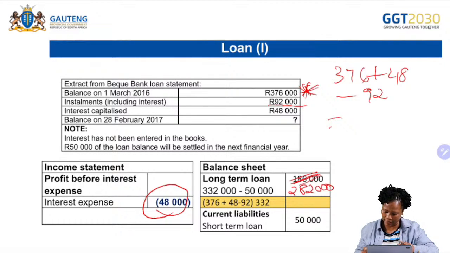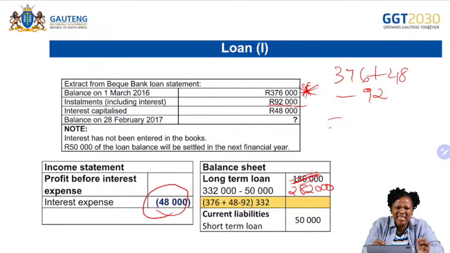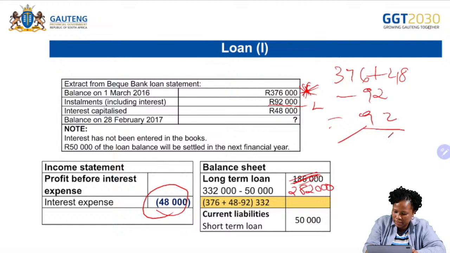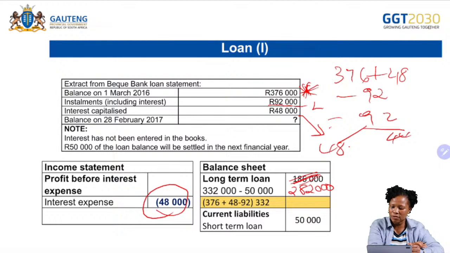92 minus 48, and that is going to give us 44,000. All right, we are going to get 44,000. It means now when you split this amount, your 48,000 is for interest, and then the 44,000. Okay, it's 92. Let's split. There's your 44, and then there's your 48. We said interest is 48,000, and then our 44,000 is the capital repayment.